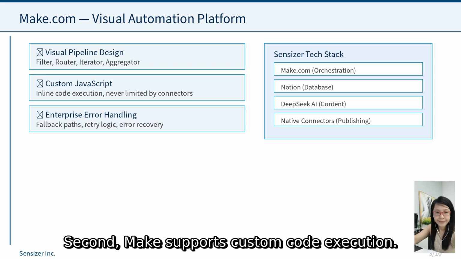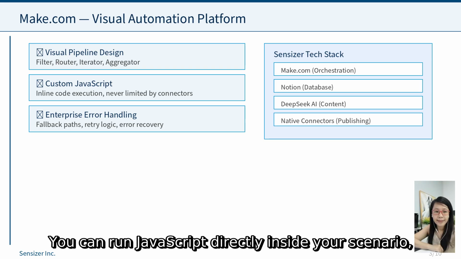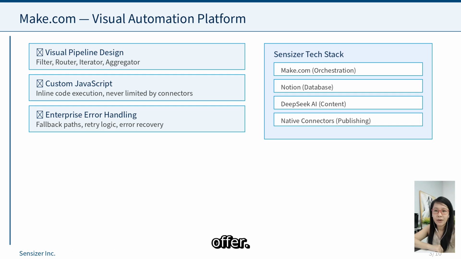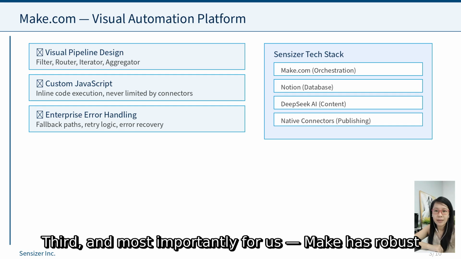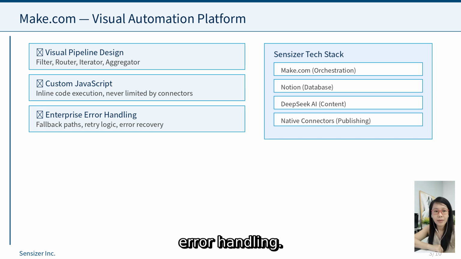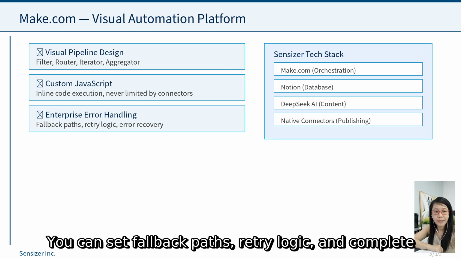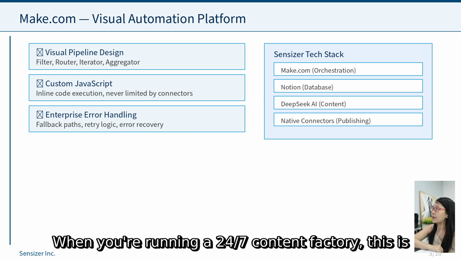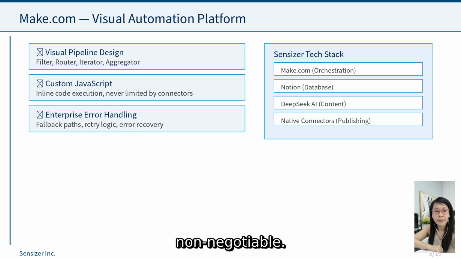Second, Make supports custom code execution. You can run JavaScript directly inside your scenario, which means you're never limited by what connectors offer. Third, and most importantly for us, Make has robust error handling. You can set fallback paths, retry logic, and complete error recovery. When you're running a 24/7 content factory, this is non-negotiable.